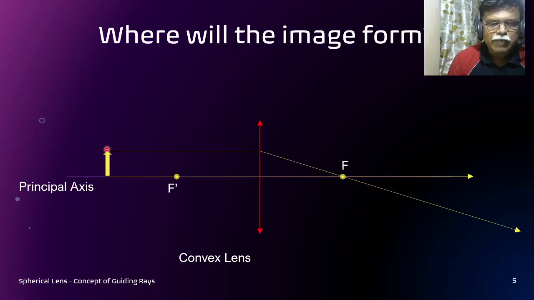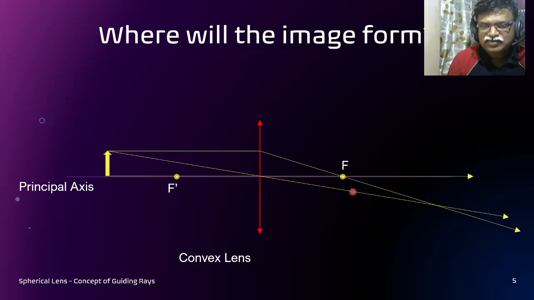So I'll draw a ray parallel to the principal axis, and we know that after passing through the lens it will deviate in such a way that it passes through the focus. We can also draw another guiding ray from the tip of the object, passing through the center of the lens. Because the ray passes through the center of the lens, it doesn't get deviated, it will go straight. Now these two rays are meeting at this particular point, and therefore we can say that the image of this point will be formed at this point.